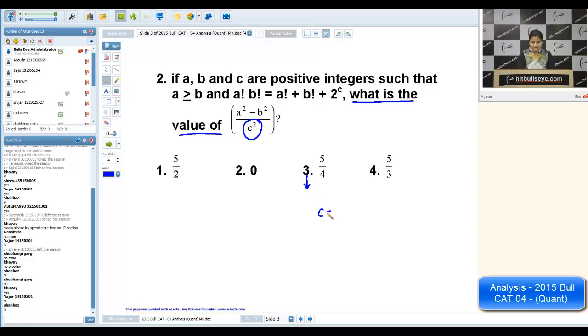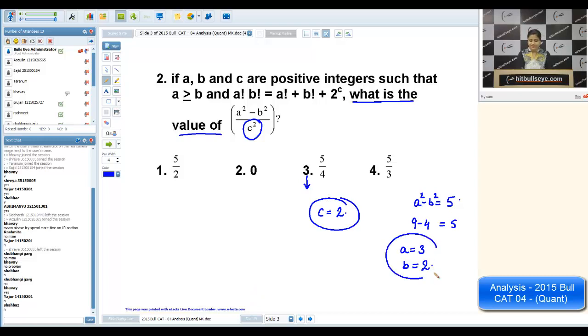Now, we know that if we take c as 2, c square will be 4, so it qualifies the denominator thing. Coming to the numerator, a square minus b square is equal to 5. Do we have any two perfect squares whose difference is 5? Yes, they are 9 and 4. So if we take a as 3 and b as 2, then we get the required numerator. By hit and trial, using options, I have taken a, b, c's values which satisfy the basic condition.